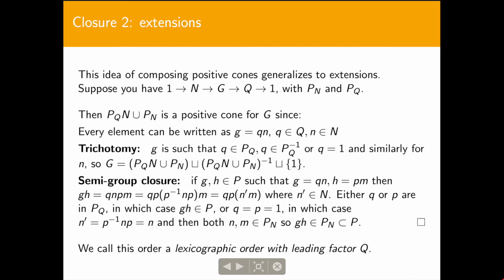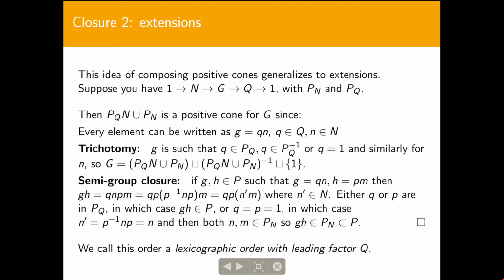So every element of G can be written as qn, where q is in Q and n is in N. To prove trichotomy, notice that either q is in P_Q or P_Q inverse, or q is equal to 1, right? And similarly for N, so every element of G is either in P_Q N or P_N, or it's in the inverse of that. Or it's equal to the identity if both q and n are equal to 1.